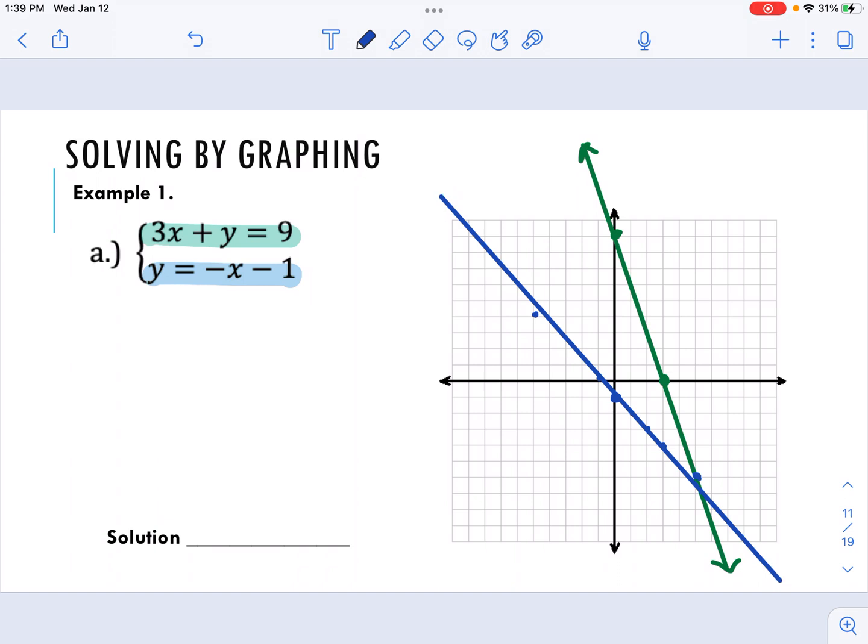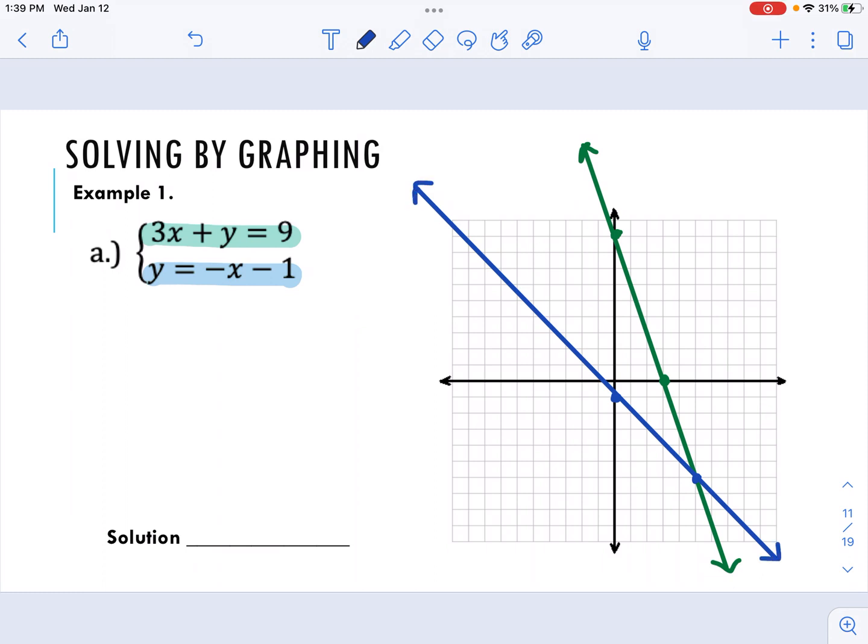Actually, I'm going to redo this one. Sorry, it's a little bit hard. All right, there you go. Using a ruler is a lot more accurate.